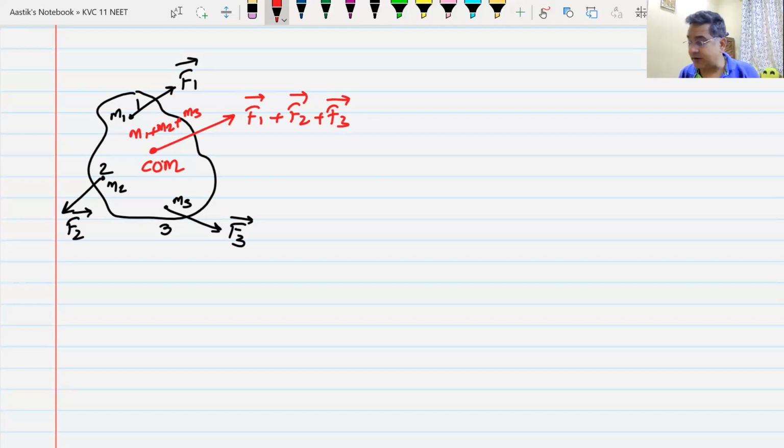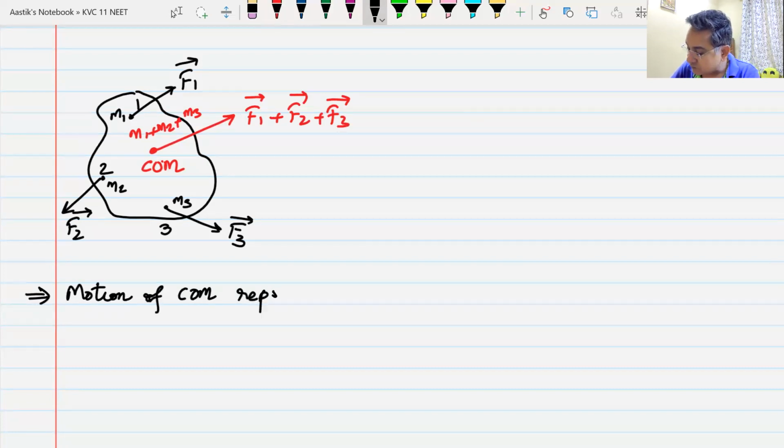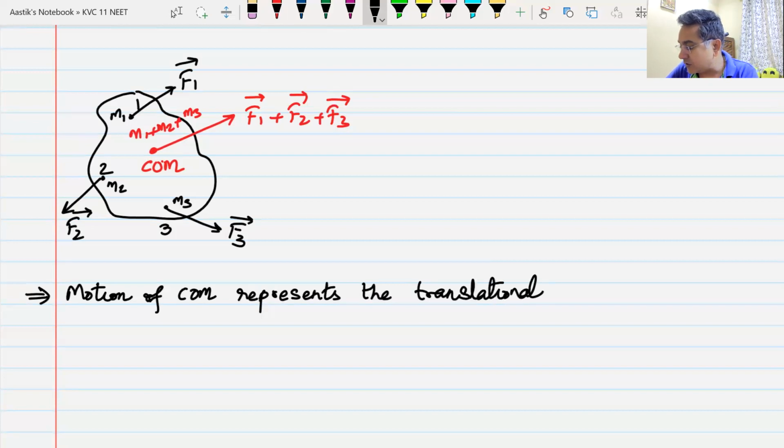It's an imaginary point. The next thing that you must remember about the center of mass is that the motion of the center of mass of a body represents the translational motion of the body. And this is an important point. The motion of the center of mass represents the translational motion of the body.